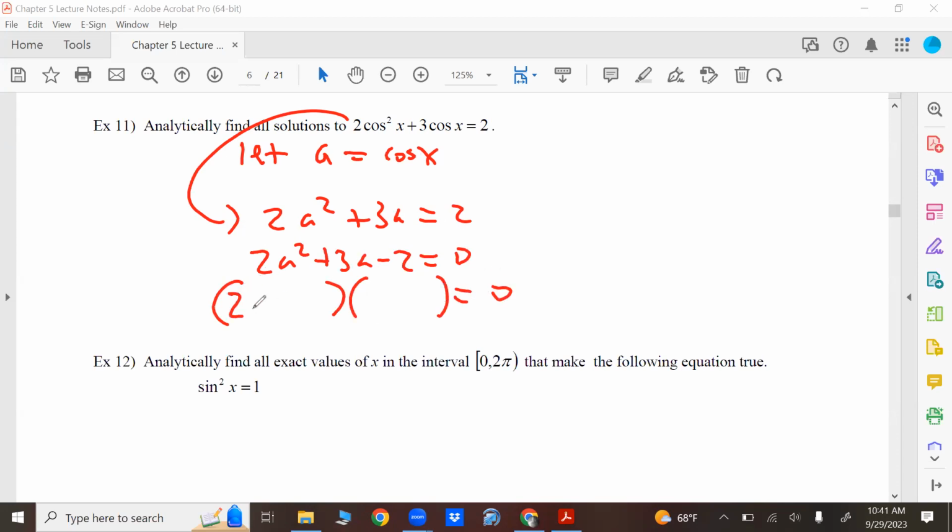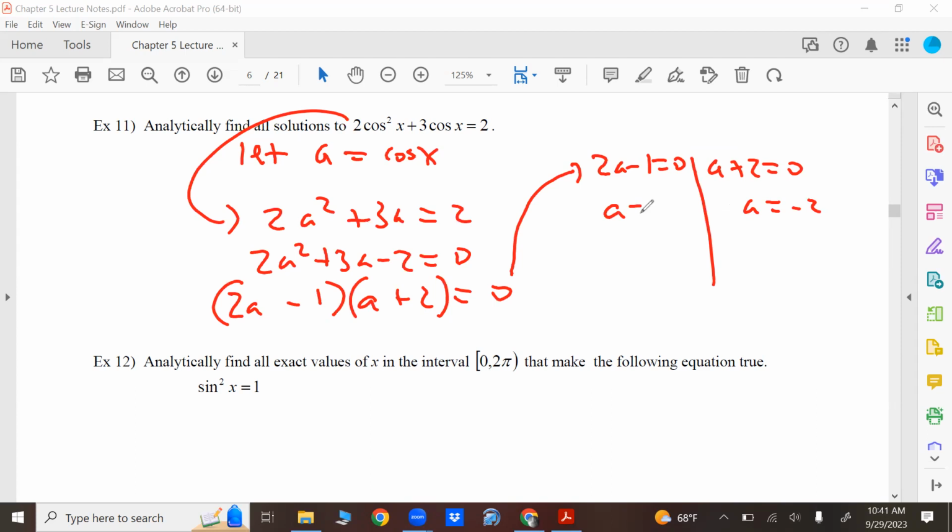When you factor, you should get 2a and a, and then plus 2, negative 1. Is that right? Yep. So 2a minus 1 equals 0, or a plus 2 equals 0. So a equals negative 2, or a equals half. Now I bring the cosine back in. But this is going to be no solution because cosine cannot be negative 2. And that would be pi over 3 and 5 pi over 3. I think that should work out fine.